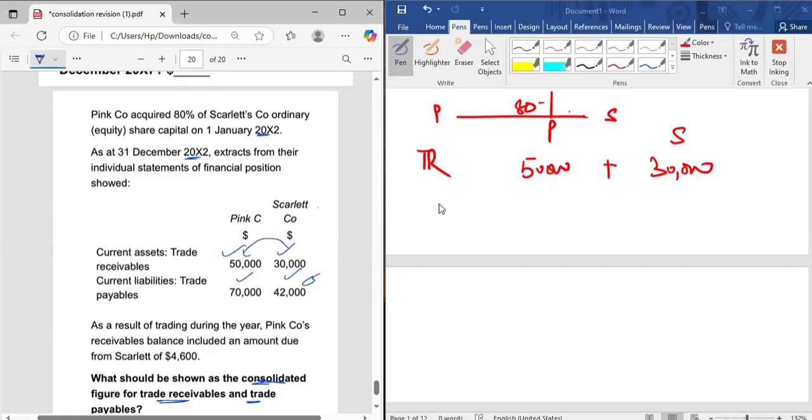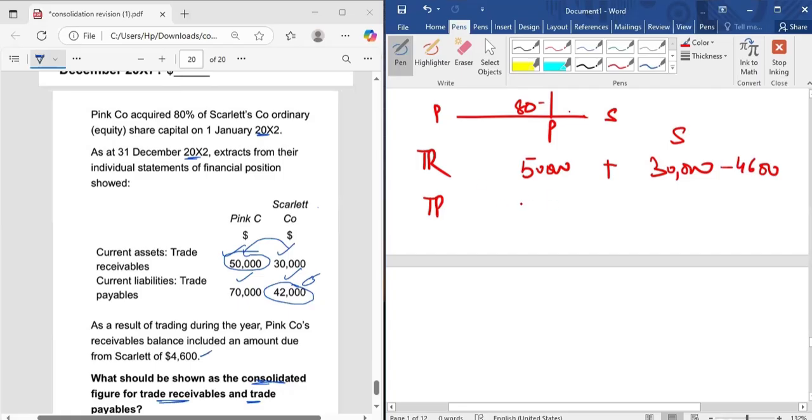At the same time, this 4,600 is a payable for Scarlett company because it has to pay something to Pink company. So this 4,600 is included in the 50,000 because Pink company has to receive it, and it must also be included in the 42,000 because Scarlett company has to pay it. So we will add 50,000 and 30,000 and we will remove 4,600, because this 4,600 is an intra-group transaction. This transaction is happening in the same group, so we eliminate all the intra-group transactions. We will subtract 4,600 from here.